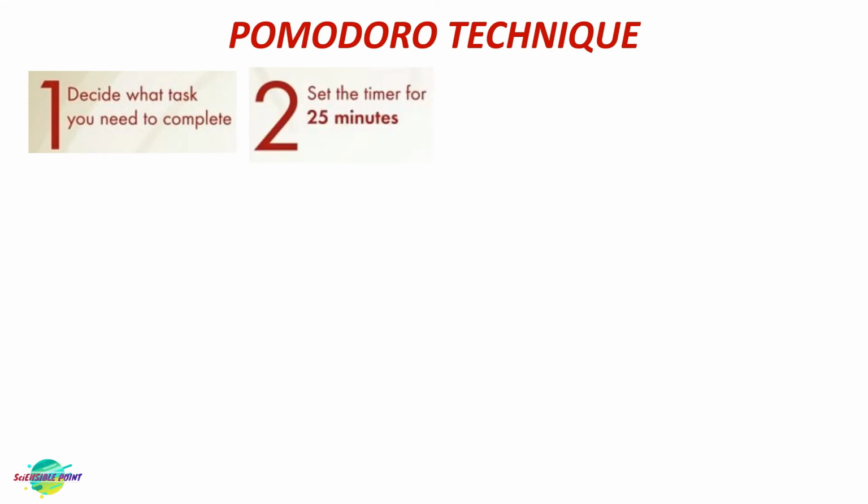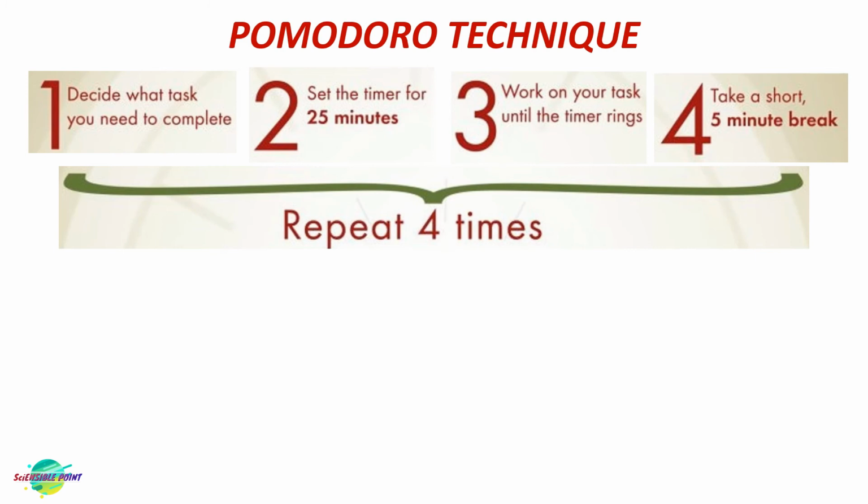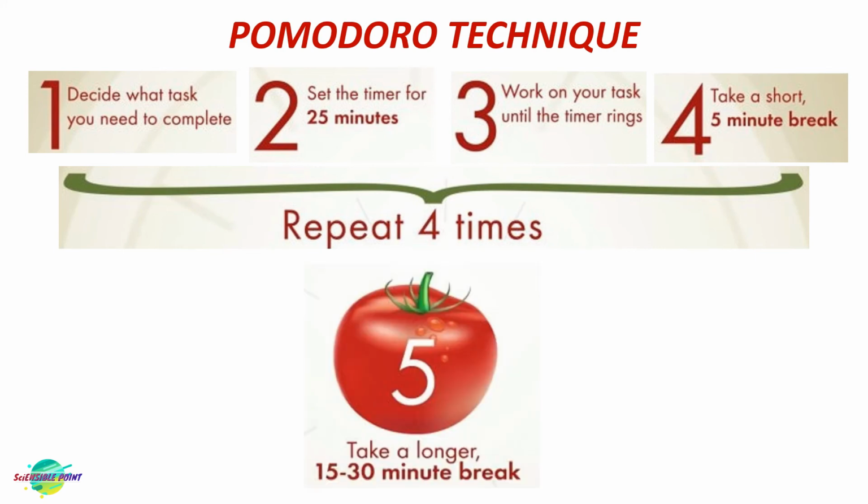One Pomodoro consists of 4 steps. Decide what task you need to complete, set the timer for 25 minutes, work on your task until the timer rings, take a short 5-minute break. When you complete 4 Pomodoros in total, you take a longer break of 15 to 30 minutes. It's generally considered ideal to apply 8 to 16 Pomodoros a day. This corresponds to working 4 to 8 hours a day.